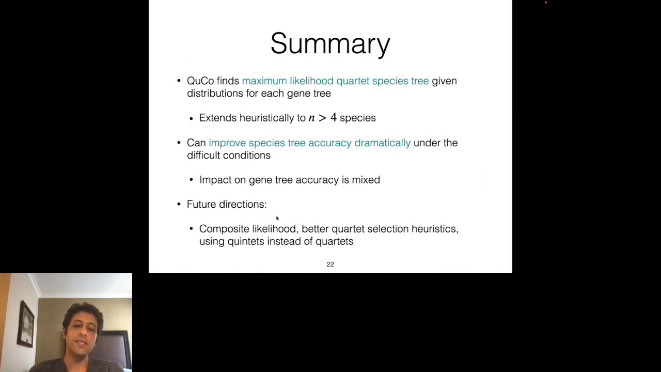And then there are a lot of things that we can do in the near future. For example, instead of running it on each quartet separately and combining trees, we can search for the full tree using a composite likelihood, pseudo-likelihood kind of approach. We can think about better ways of selecting quartets, and we can go from quartets to quintets. The only thing we need is the distribution of gene trees. I think those are known for quintets, so the approach in principle can extend.